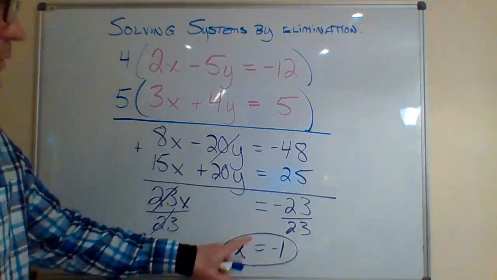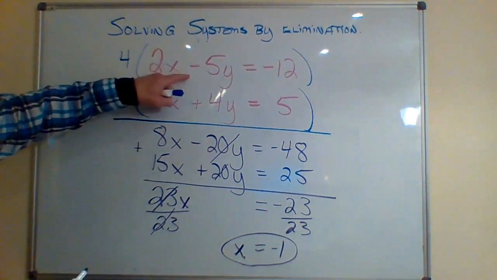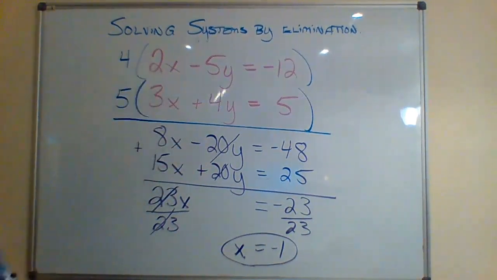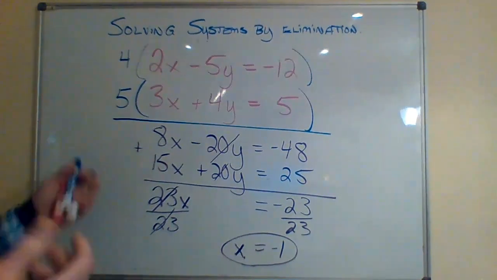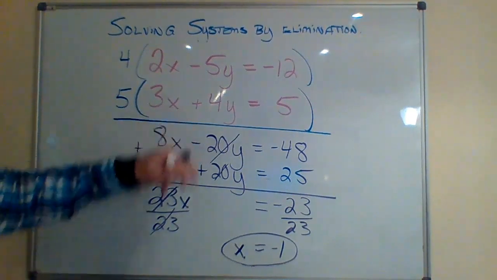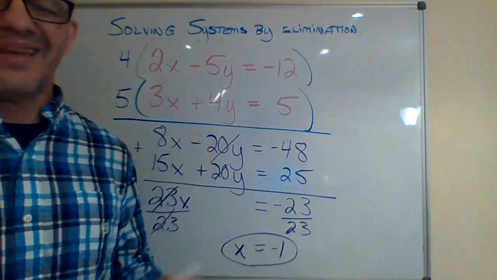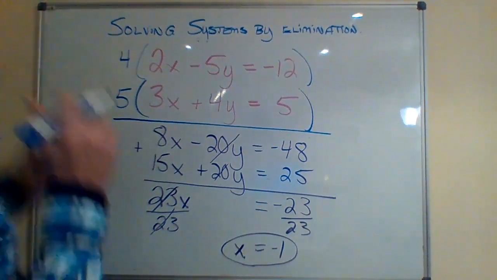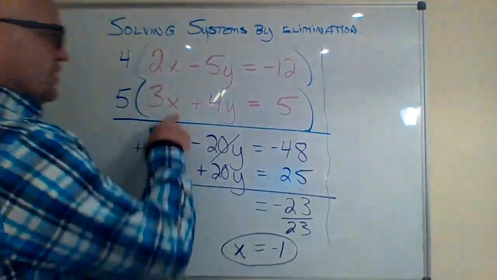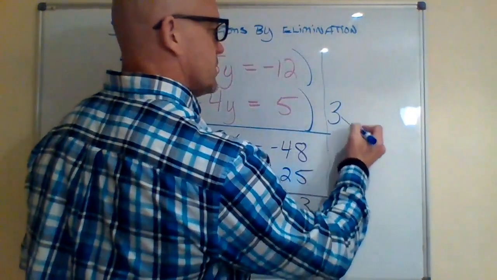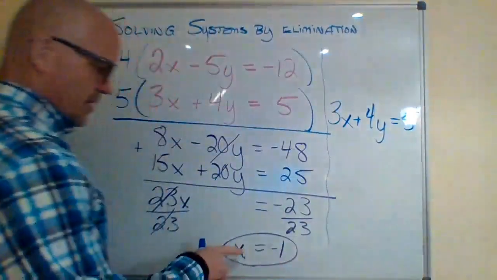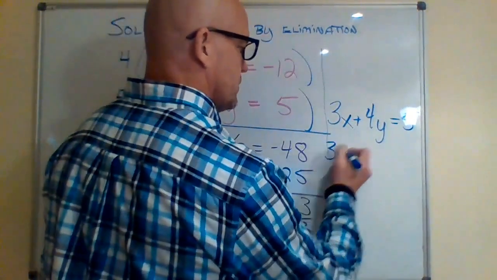Again, once you get one of those variables, make sure you go back up to one of the original equations. Don't use one of these. Choose whichever one of the original equations you think looks easier. I guess I would go with the bottom one just because there's not a whole lot of negatives in there. Not that either one's that difficult. Well, I didn't leave myself much room, did I? So, I'm looking at 3x plus 4y equals 5. I'm going to put the -1 in for x.